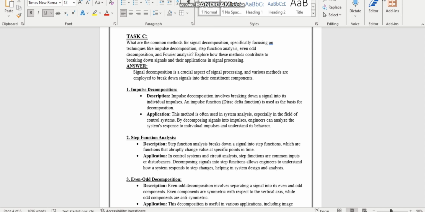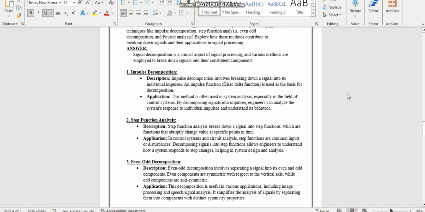Step function analysis. Description. Step function analysis breaks down a signal into step functions, which are functions that abruptly change value at specific points in time. Application. In control systems and circuit analysis, step functions are common inputs or disturbances. Decomposing a signal into step functions allows engineers to understand how a system responds to step changes, helping in system design and analysis.